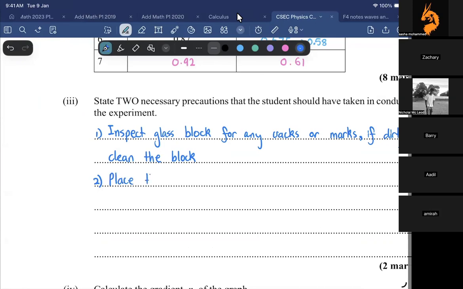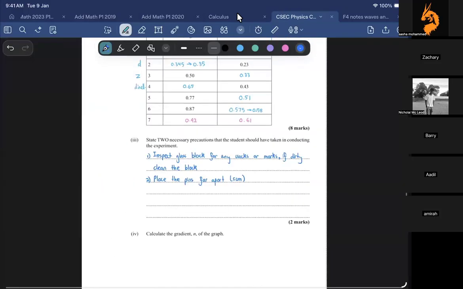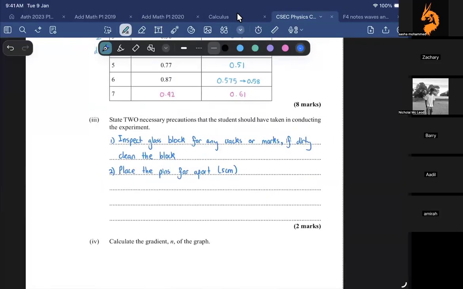Place the pins about 5 centimeters apart. Wait, so Drew, you can explain what the pincers do again?